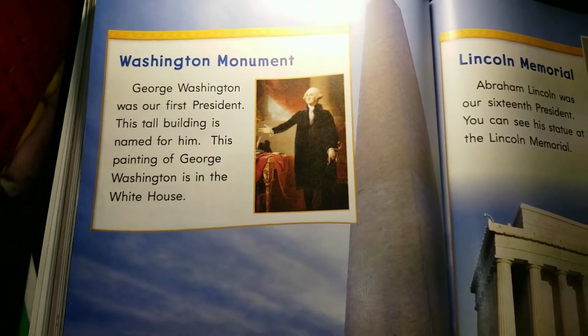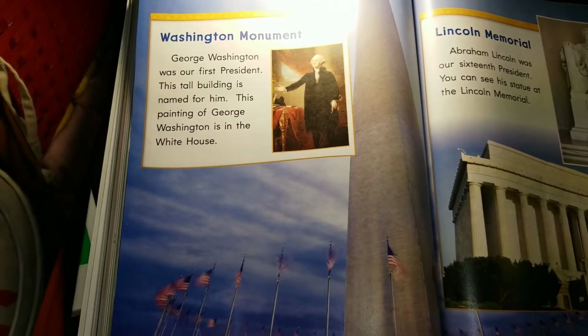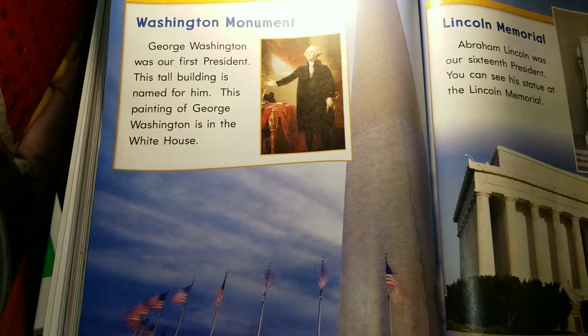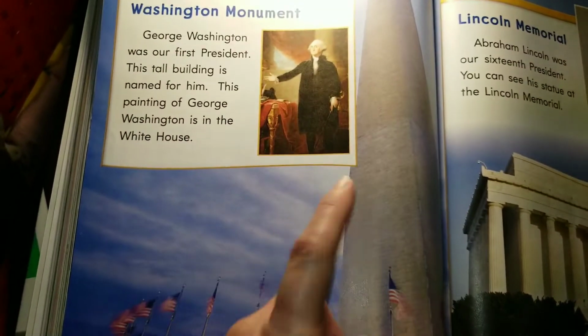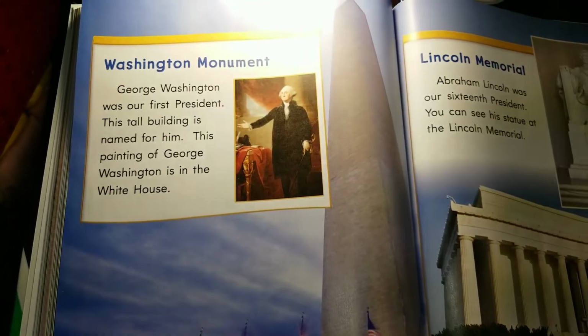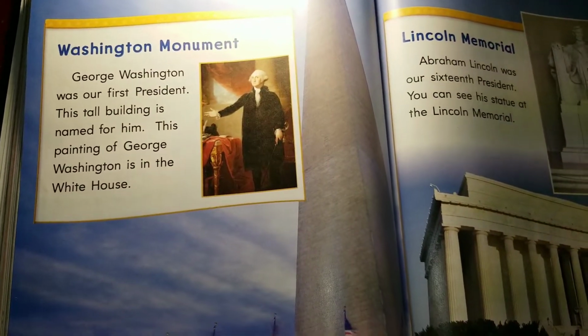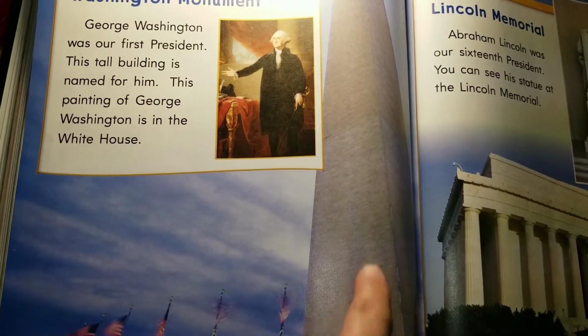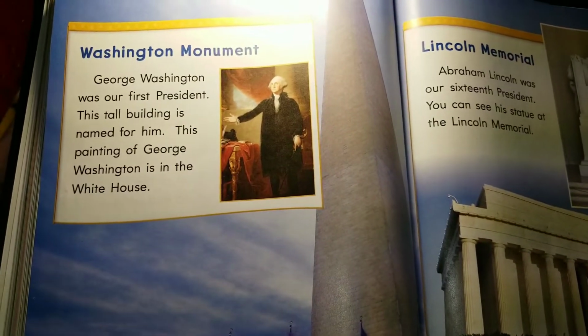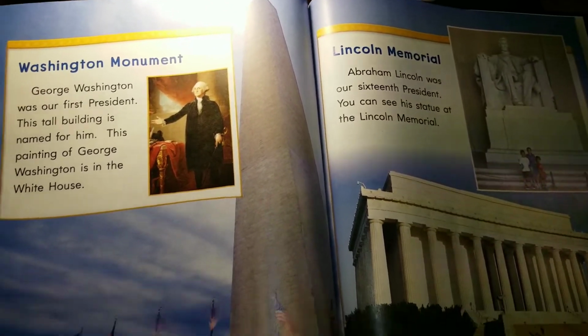And this big building is called the Washington Monument. One of my girls actually likes to say that it looks like a pencil. But it's actually a building, and you can go inside and go up. Alright, so let's take a look at the next one.